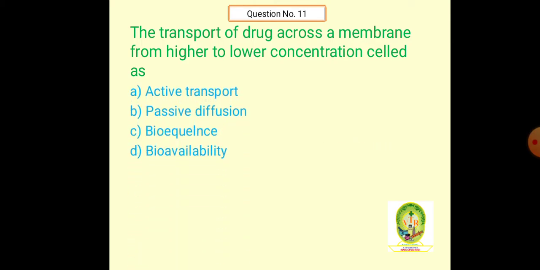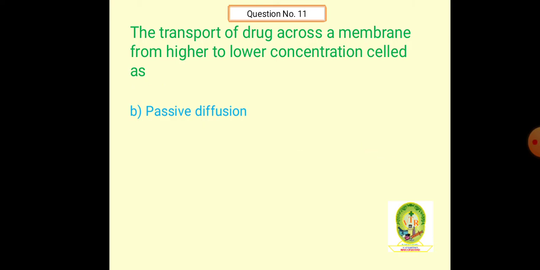The transport of drug across a membrane from higher to lower concentration is called as. Options are A. Active transport, B. Passive diffusion, C. Bioequivalence, D. Bioavailability. Right answer is B.